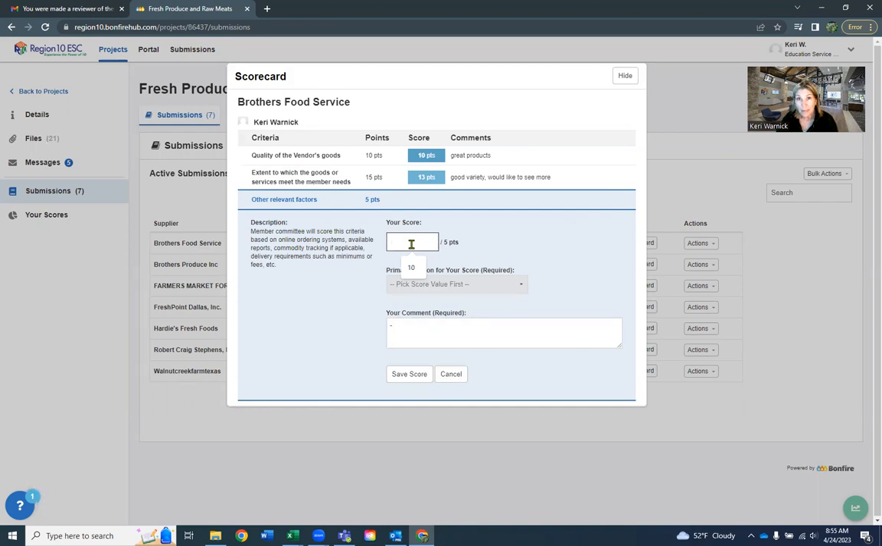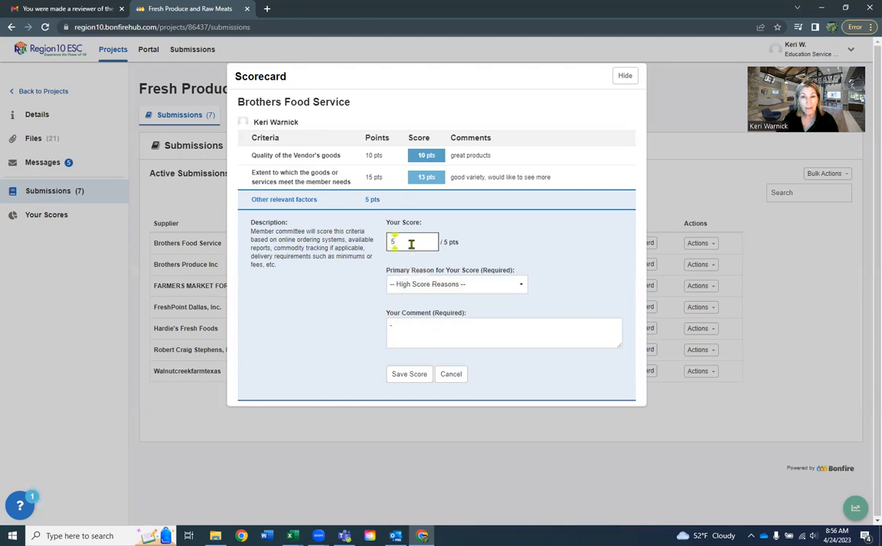Do they have a delivery fee, and is it really high, or is it a nice low delivery fee or a minimum order requirement? That can be another relevant factor. If you've worked with the vendor in the past, have they been very quick to respond? Have they provided reports that were easy to understand and they responded quickly with a report? So it can be many different factors.